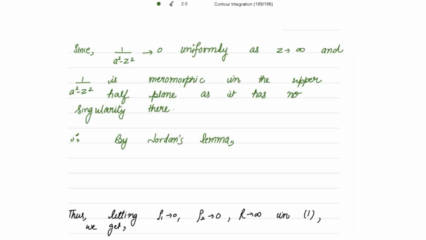Now along the tau. Now since 1 over a square minus z square tends to 0 uniformly as z tends to infinity, and this is a meromorphic function in the upper half plane as it has no singularity there, so by Jordan's lemma, limit r tends to infinity, this integral over tau of e to the power iota z over a square minus z square dz is equal to 0, which means limit r tends to infinity, integral over tau, this function in terms of z, so writing f(z) dz is equal to 0, where f(z) is e to the power iota z over a square minus z square.